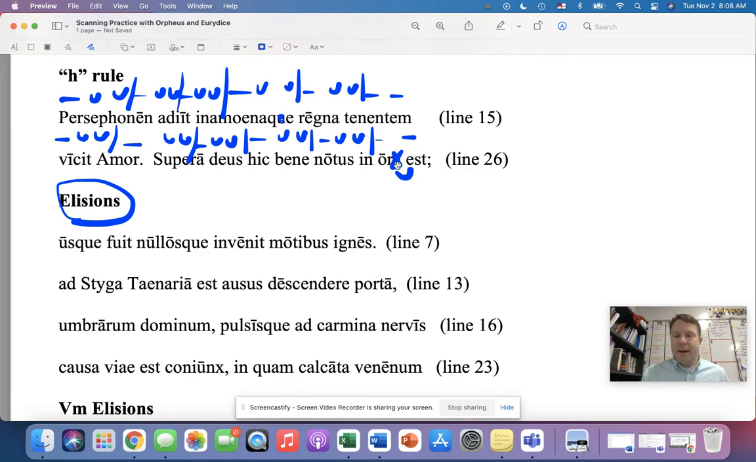But elisions happen when we have one word ending with a vowel and the very next word beginning with a vowel. Notice they don't have to be the same vowel, and notice I don't care what the quantity of this is. It could be a long A, a short A, it doesn't matter. It could even be a diphthong. If this were ori and then it had an est at the end, we would actually get rid of the whole AE there, okay? So this actually scans correctly because we're saying orest, okay? We're ignoring that A completely.